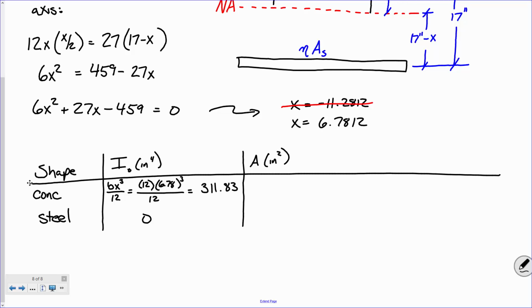What do I mean by that? Let's start off with the area. What is the area for the steel going to be? 27. I'll say nA_s is 27. Now, how am I going to calculate the area for the concrete? What am I going to do? And I tracked the decimals. I think I got like 81.37, something about like that.